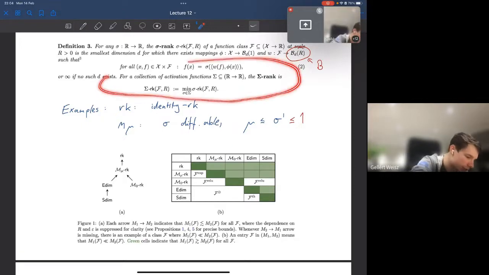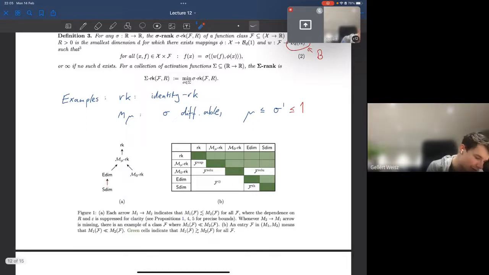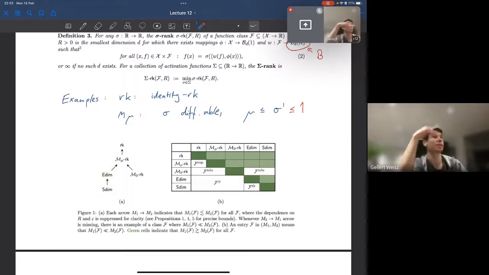I guess I forgot to talk about this part, but it basically says that for a class of functions, you take the smallest rank in that. Yeah, as you said. Okay, so what's interesting here is, this isn't too surprising. Well, everything is kind of surprising, because SDIM is obviously going to be at most as large as EDIM because it's a harder requirement. But the arrow means that there's a big difference. There's a function class for which there's a big difference.